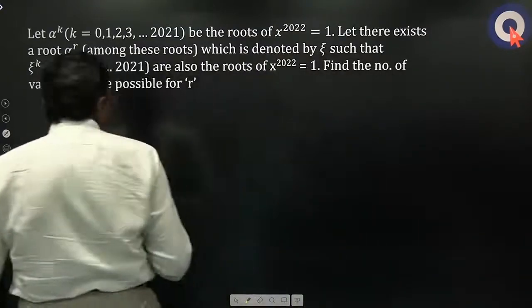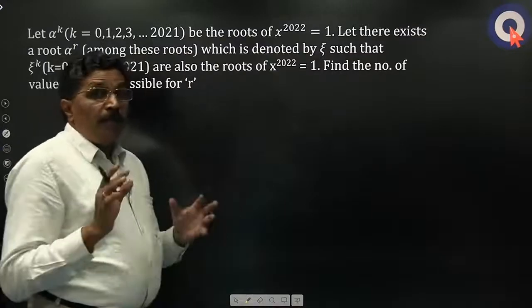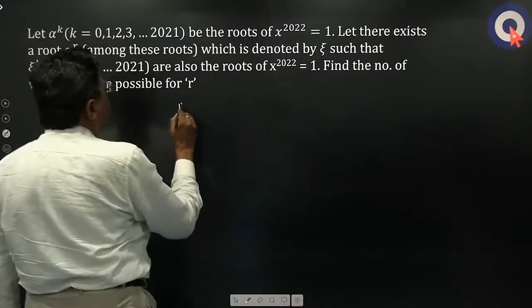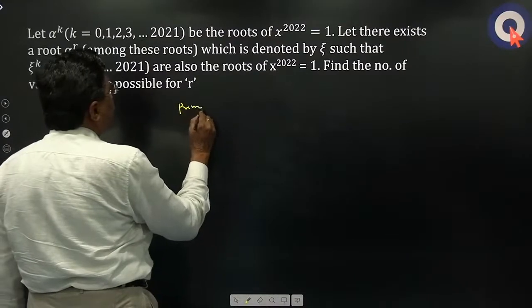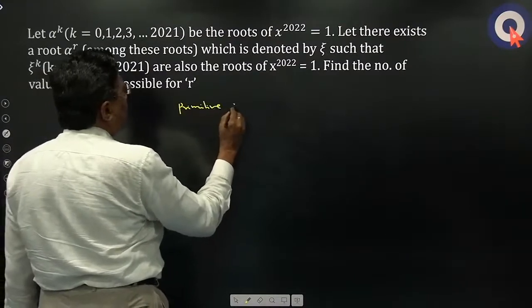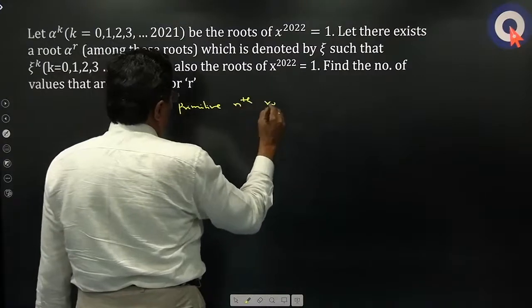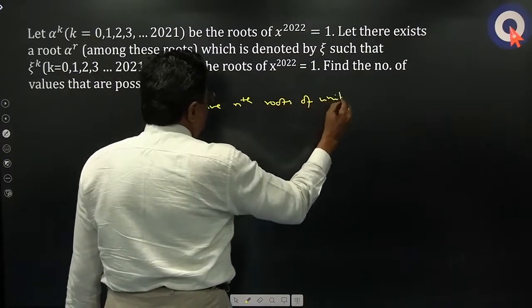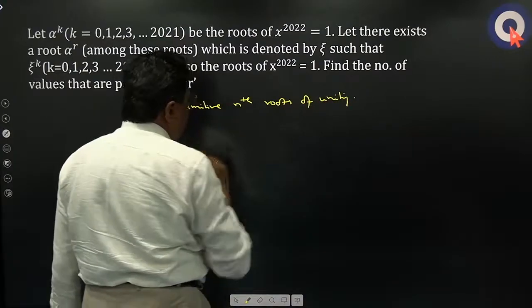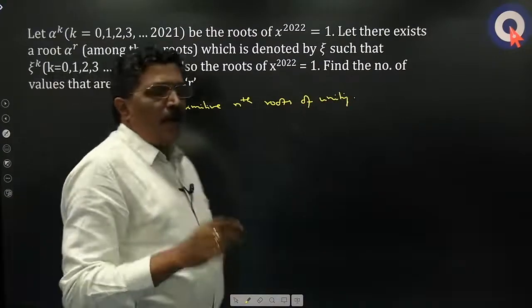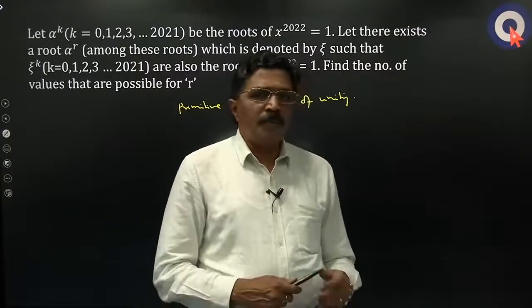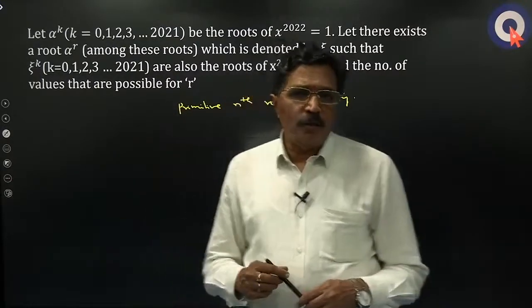So here we are talking about primitive nth roots of unity. Now, what exactly is a primitive nth root of unity? You must be knowing already. I'll just tell the point quickly and move on to solve the problem. What is a primitive nth root of unity?